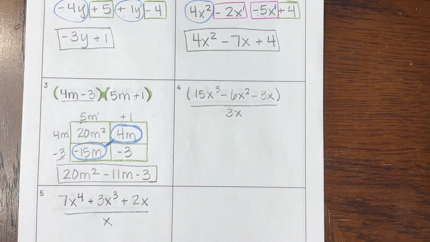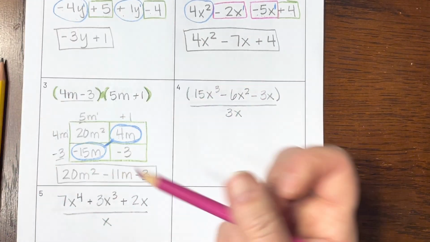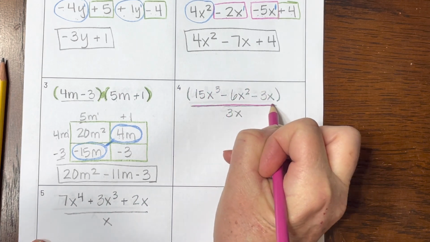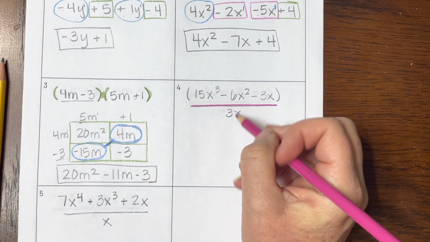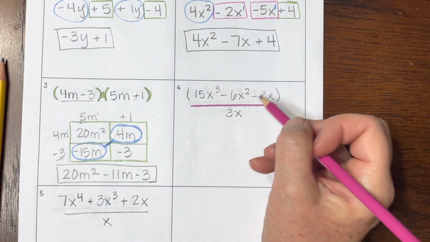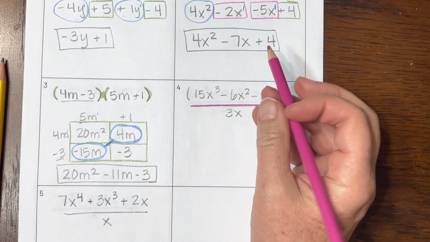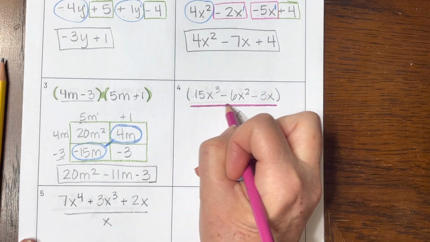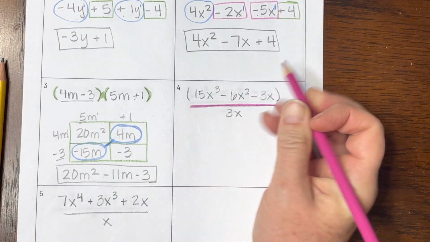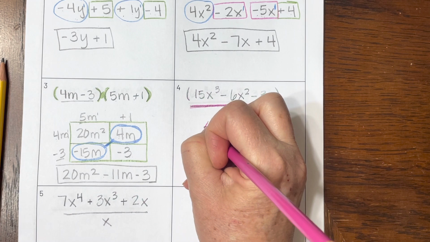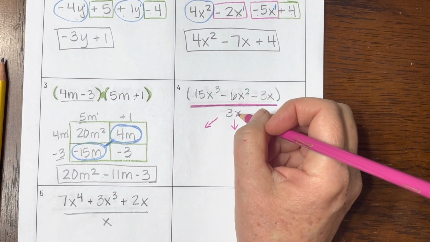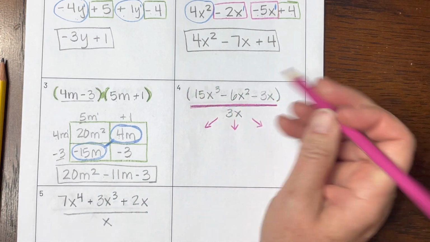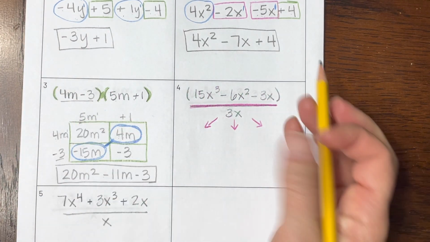Okay, in number 4, we do have a fraction bar here. That means two things to us. First of all, this is division. And second of all, I cannot work with the top numbers, the numerator, until I remove the fraction bar. The fraction bar is actually a grouping symbol. So in order to do that, the easiest way is to rewrite it using 3x as your denominator for all 3 terms. It just makes it easier to look at.